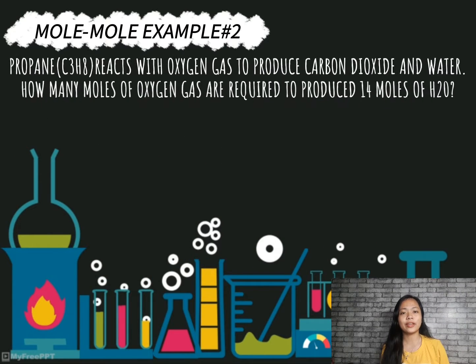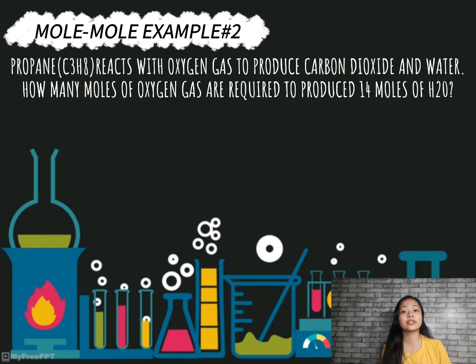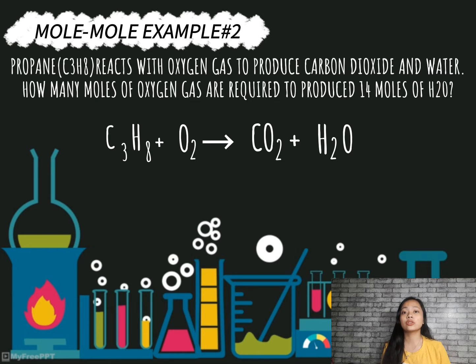Number 2. Propane reacts with oxygen gas to produce carbon dioxide and water. So now, here's the question. How many moles of oxygen gas are required to produce 14 moles of water or H2O? So propane is C3H8 and reacts with oxygen gas, which is diatomic, that's O2, carbon dioxide is CO2 and water is H2O. We can see that the chemical equation is not yet balanced.